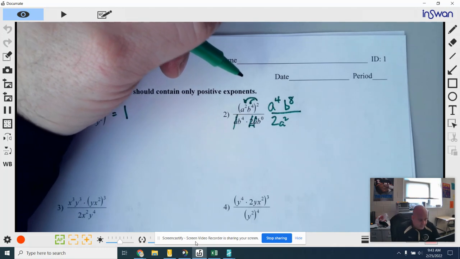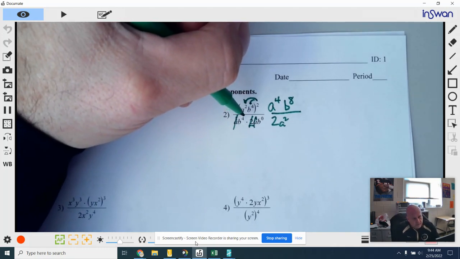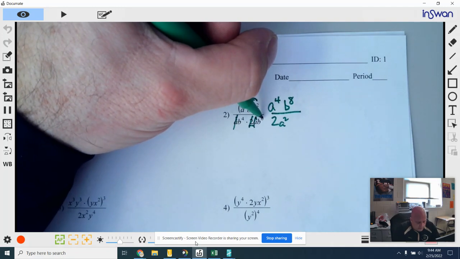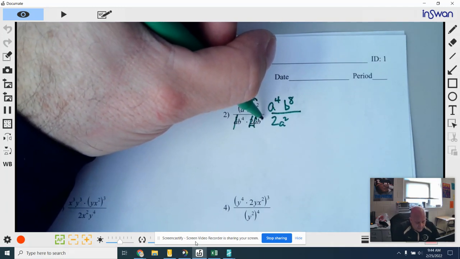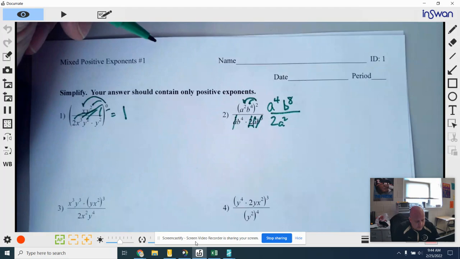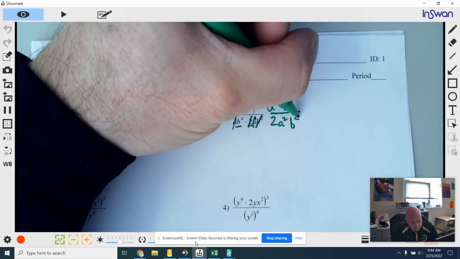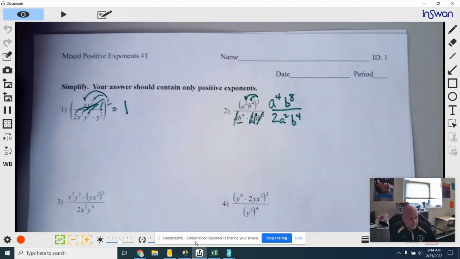And then look at your B's. So here's b to the 4th power, and here's b to the 0 power. Remember, if it's to the 0 power, it's technically just 1. Like the whole thing is equal to 1. And if it's something like this, you just cross it off. So you're only left with this b to the 4th power. Okay, that's the first step.